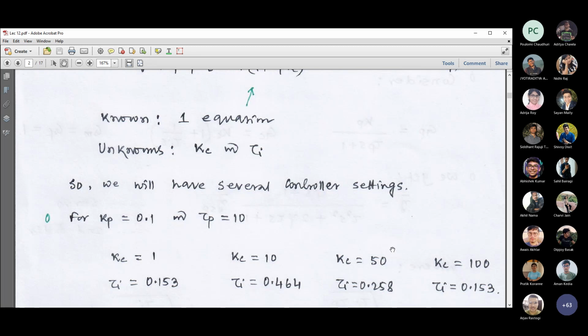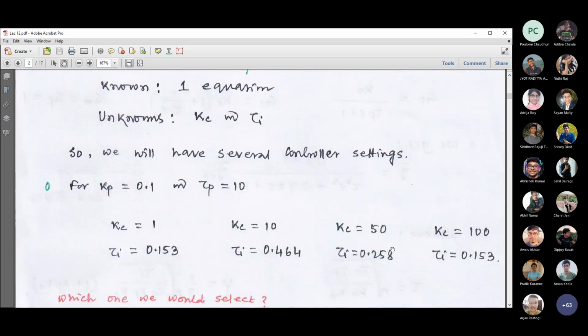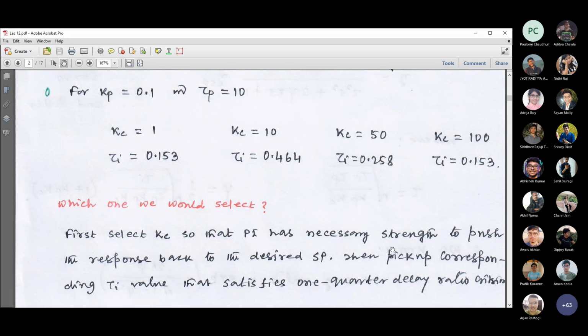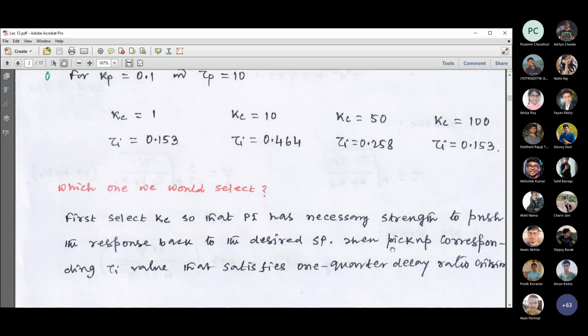Now question is which one we should select? That is the question. Which tuning set we would select. We have so many tuning sets. Now naturally one question comes in our mind, which set we should select.